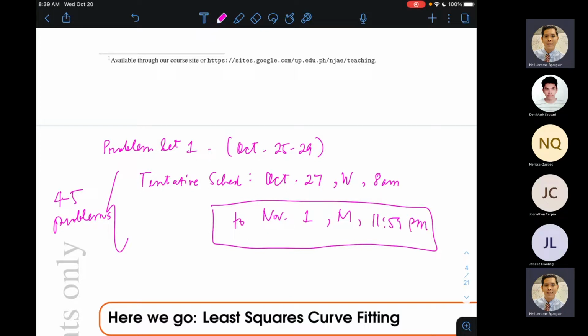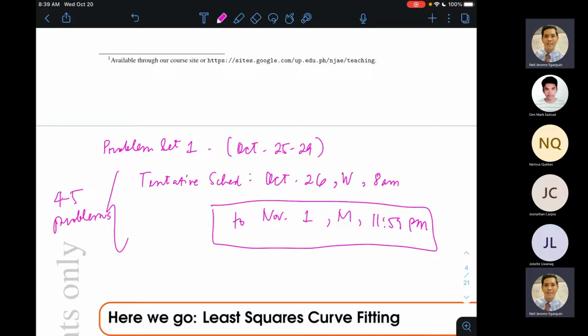And then siguro ibigay ko na rin ng October 26, Tuesday, para meron kayong isa pang additional day. So you'll have 7 days to finish it, 7 full days. So lang po may mga klase kayo in between. Pero 4 to 5 problems lang naman. I'll try to keep it to 4 problems.